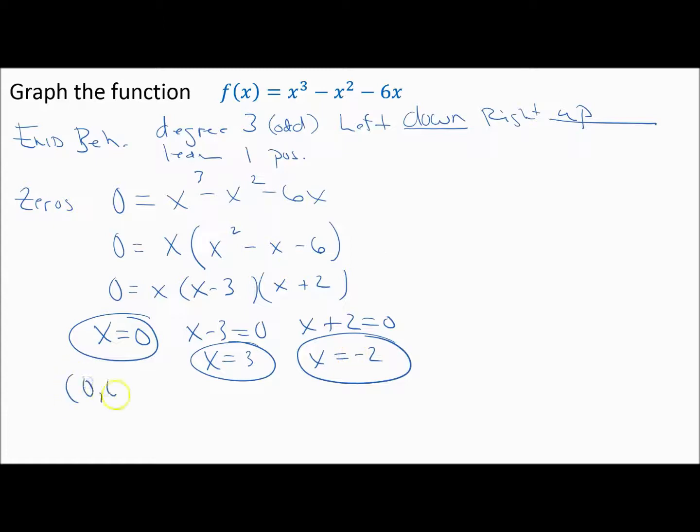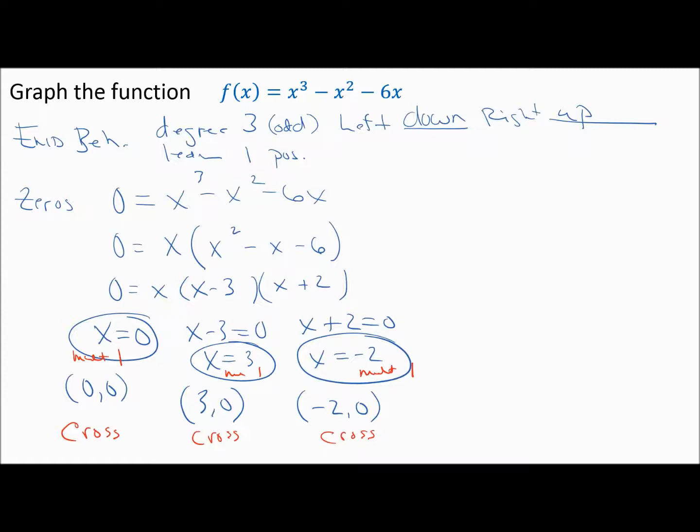So one of our x-intercepts is (0, 0). Another is (3, 0). And another is (-2, 0). All of these also have a multiplicity of 1. That just shows up once. That shows up once, and the multiplicity there is 1. So all of these cross over the x-axis at that value.